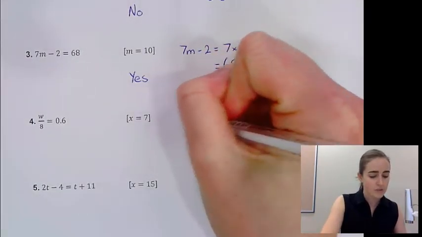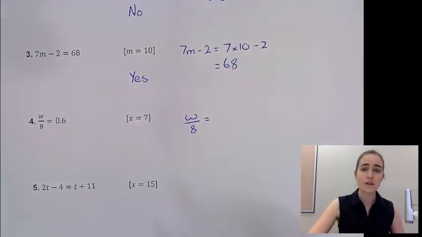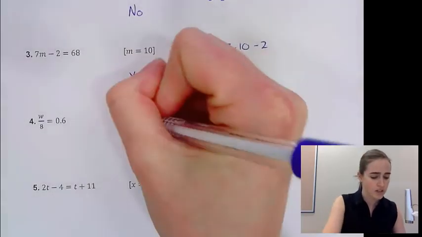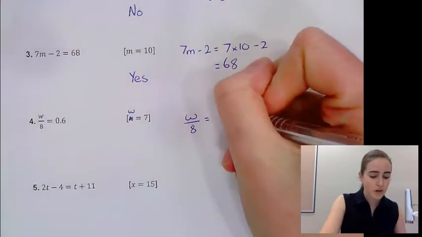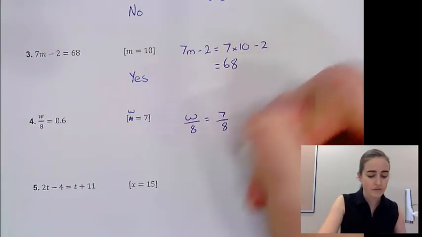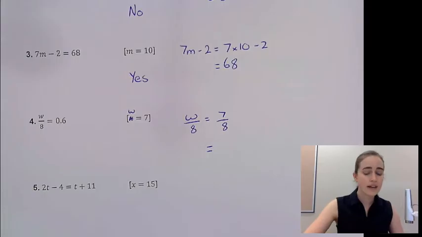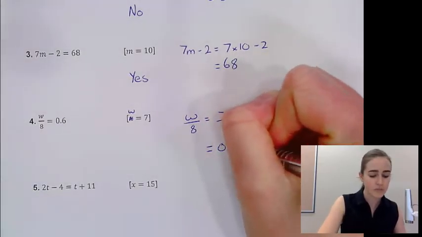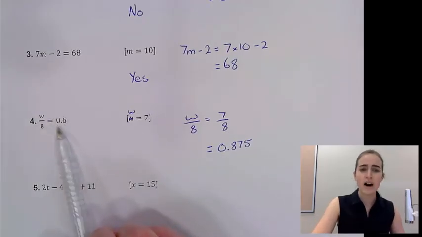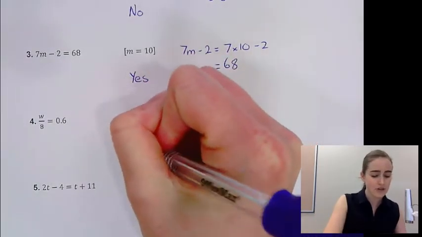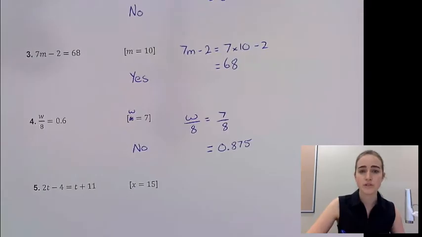So we're going to have w over 8. We're going to replace that w with, oh, that should be a w there, shouldn't it? With w equals 7. So we'll have 7 over 8, so we've substituted that in. And if you put that in your calculator, you'll end up with 0.875. Now 0.875, we were after 0.6, so that means that no, that is not the solution.